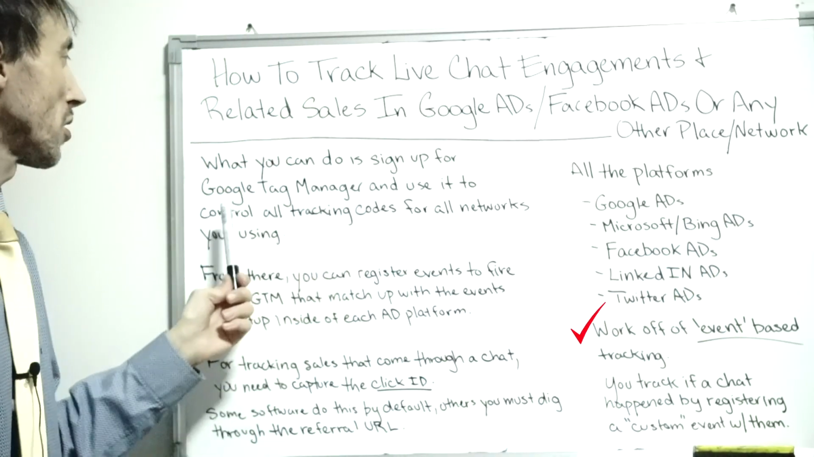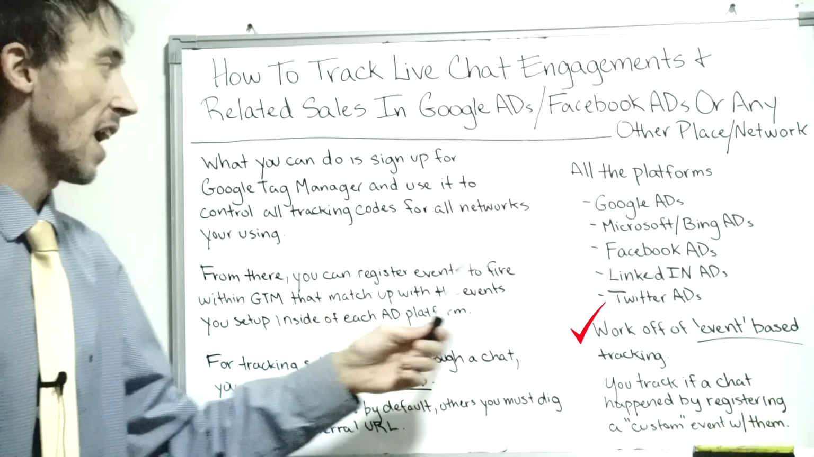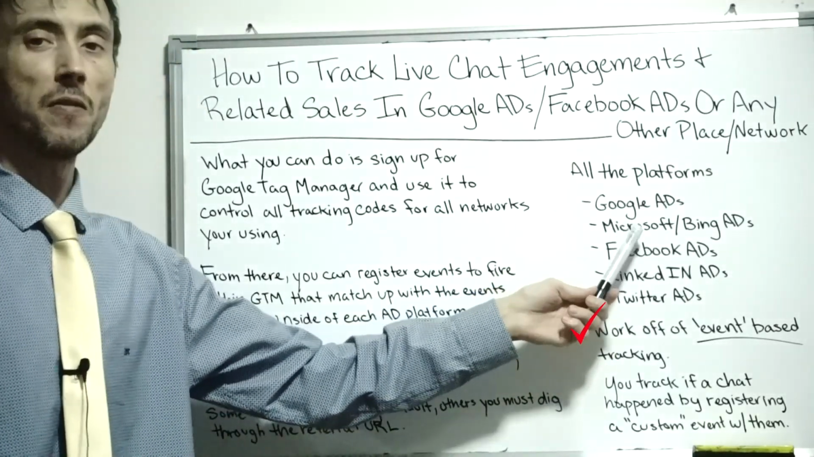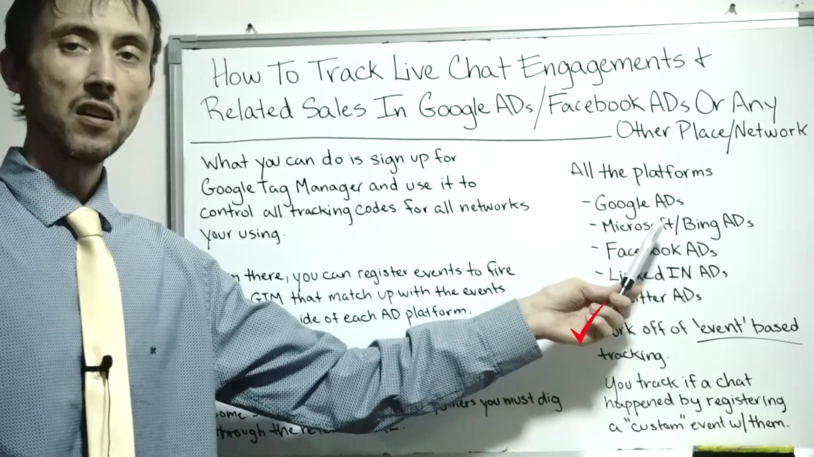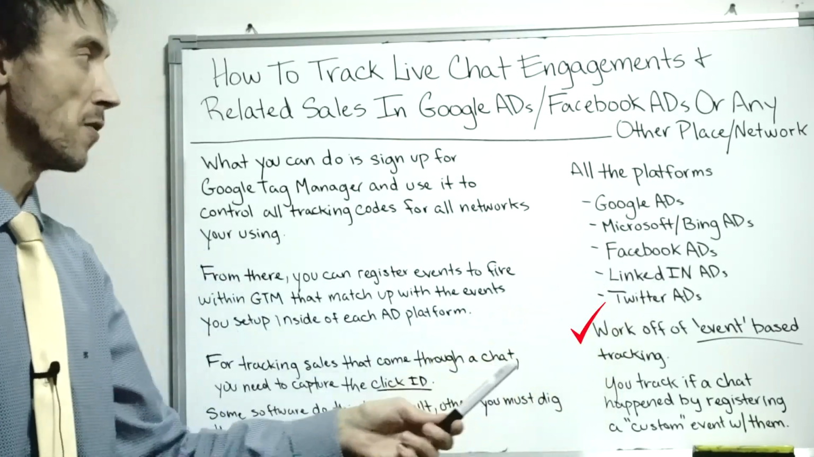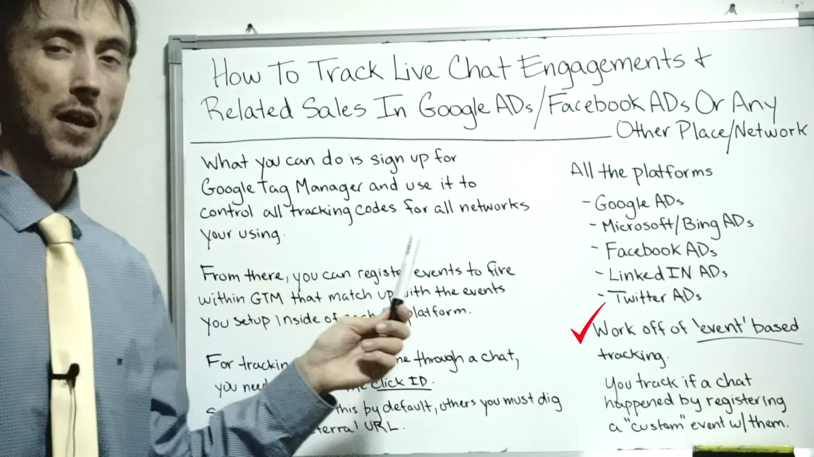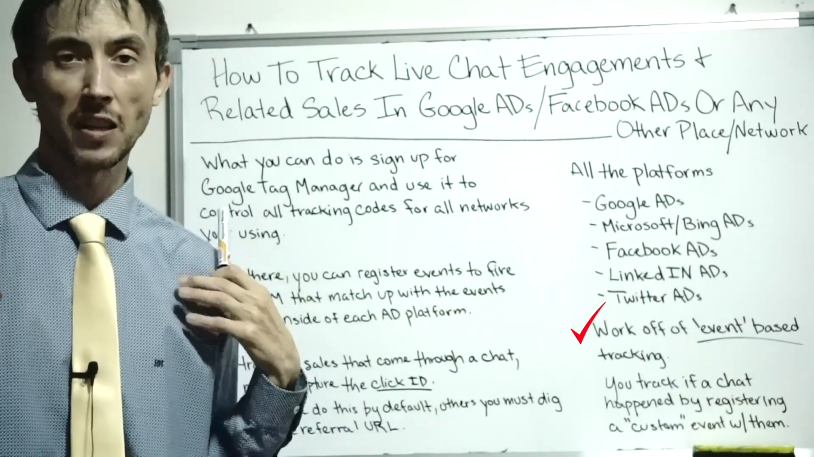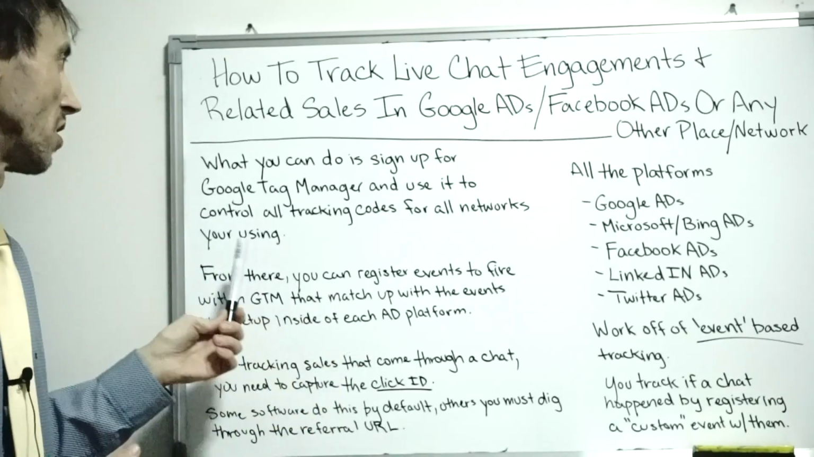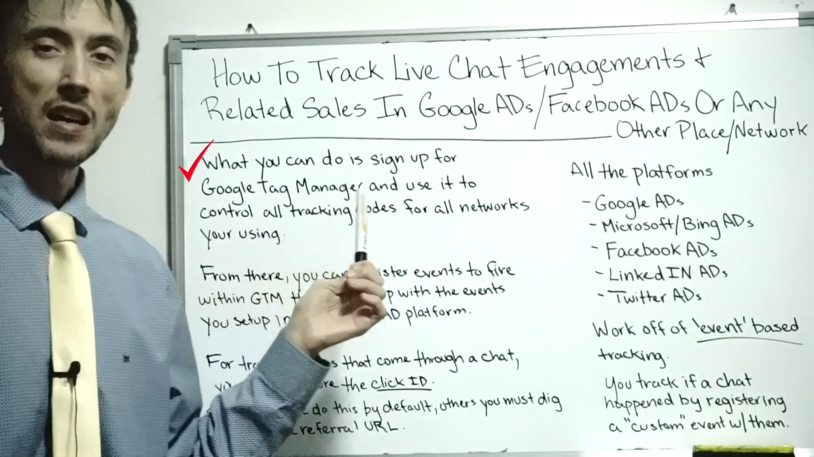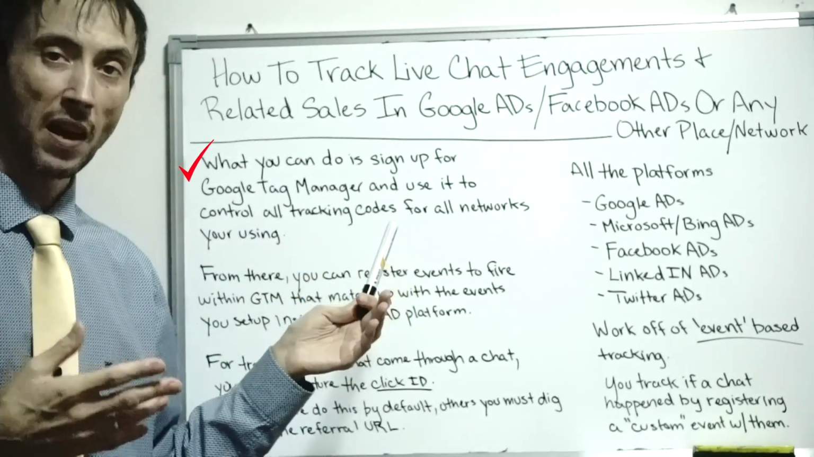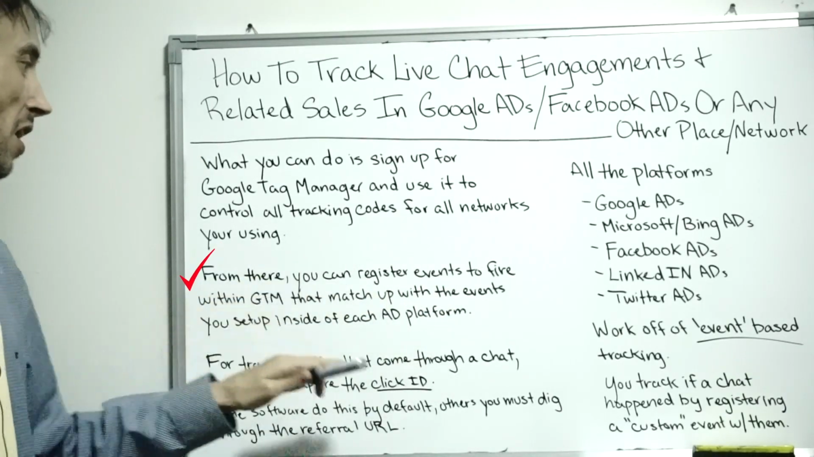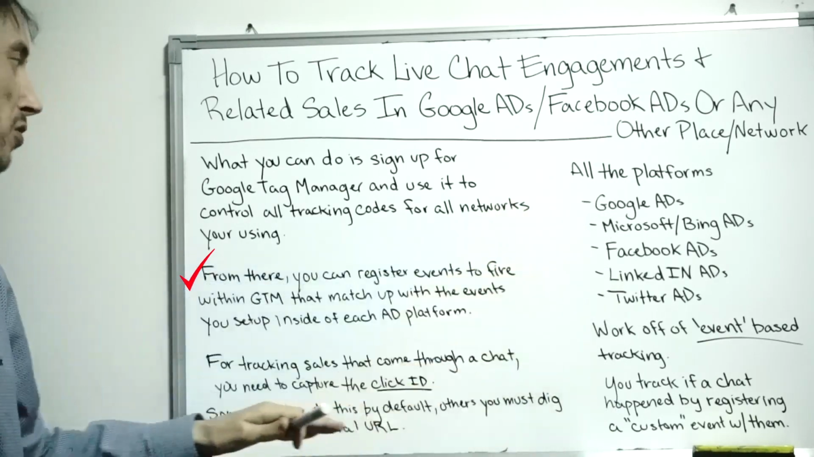So what you could do is sign up for Google Tag Manager and then, for whatever ad networks you're running ads on, add the conversion tag that they give you to put on your site through Google Tag Manager. You don't have to do it that way, but I recommend it because it makes it a lot easier to manage. And once you've got your tag added to your site through Google Tag Manager, you could register events, the custom event, with each one of the ad networks you're using.